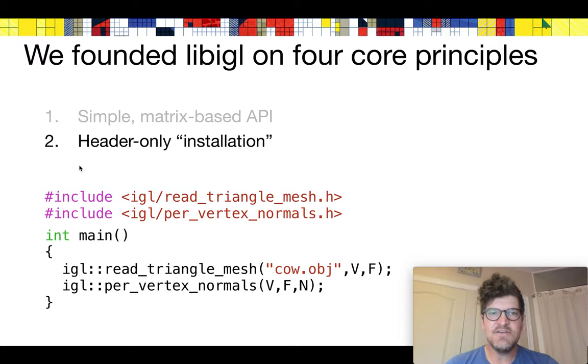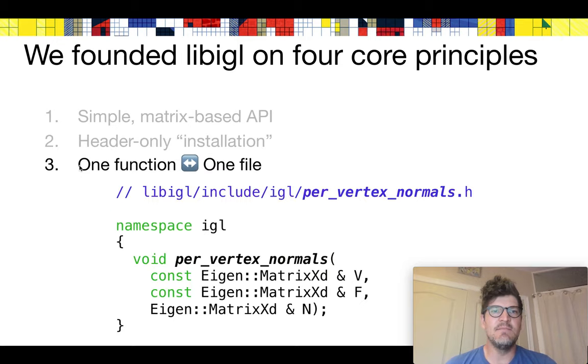What we also saw in that example is we used two libigl functions and we included two libigl headers of exactly the same name. This makes it very easy for us to find where these functions are and to make sure that we're not dragging in too much code just for one particular function. So libigl is designed with this one function, one file functional style of programming. The per vertex normals function is located in the per vertex normals header, and that's exactly the header that you would include if you want to call that particular function.